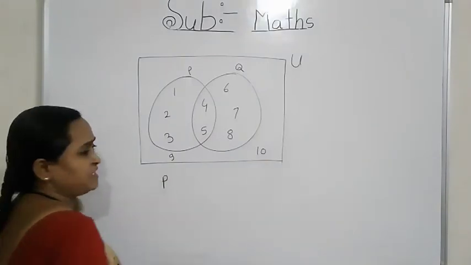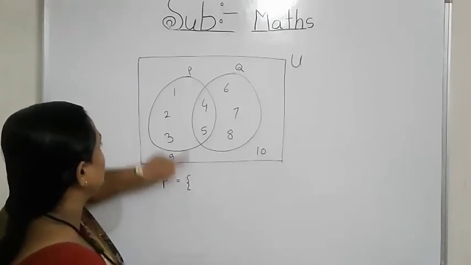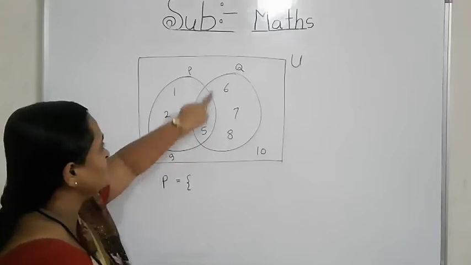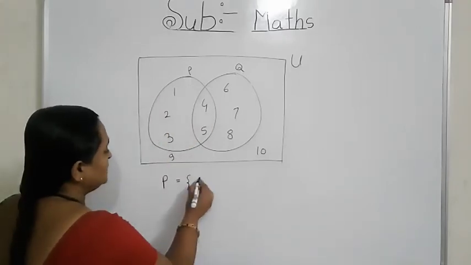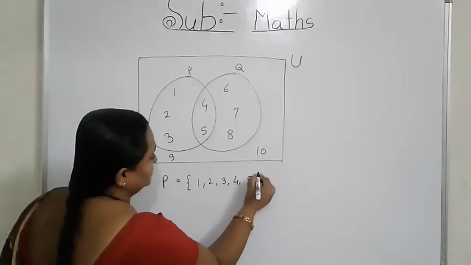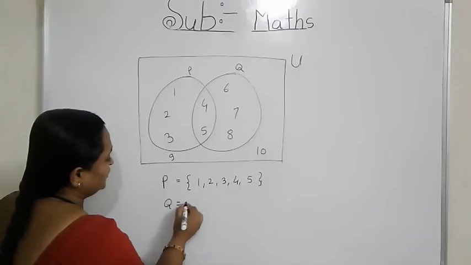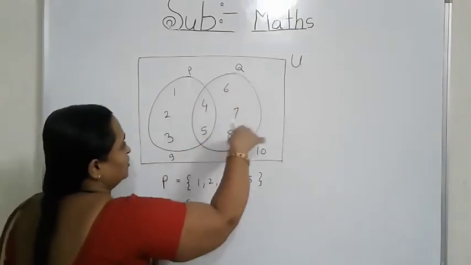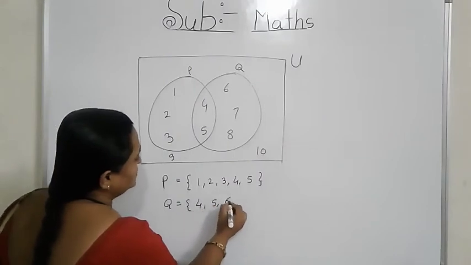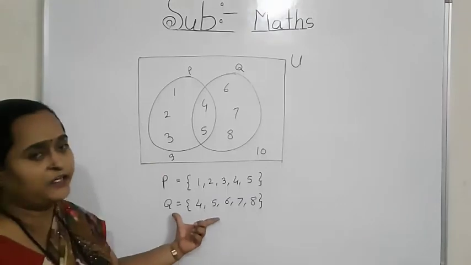Now first you have to find out set P. Which elements are there in set P? 1, 2, 3, 4, 5. Now this circle is of set P. So in set P, 1, 2, 3, 4, 5 are present. Next, suppose you have to find out set Q. Then this is the circle of set Q. Now in set Q, 4, 5, 6, 7, 8 are present.